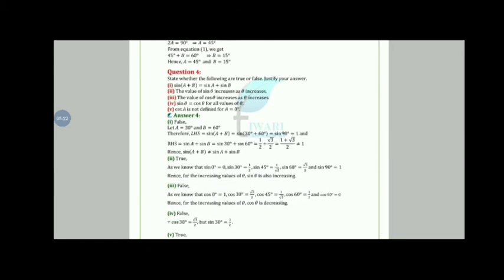Now moving towards question number 4. In question number 4, we have to state whether the following are true or false, and justify your answer. So sin(A plus B) is equal to sin A plus sin B. If we put A is equal to 30 and B is equal to 60, LHS is sin(A plus B), that is sin 90, which is equal to 1, and RHS is sin A plus sin B, that is sin 30 plus sin 60, means 1 over 2 plus root 3 over 2, which is equal to (1 plus root 3) whole over 2, which is not equal to 1. It means it is not true, it is false.